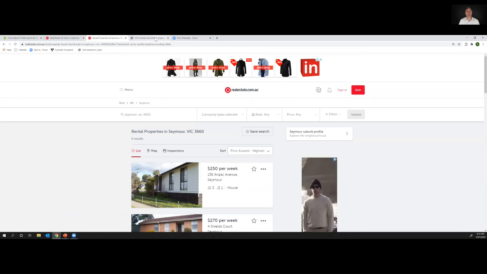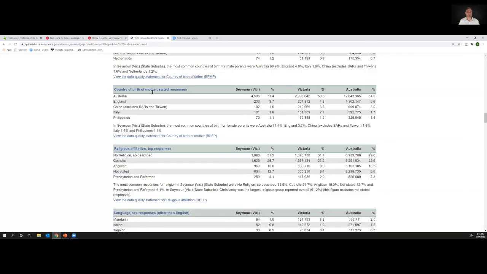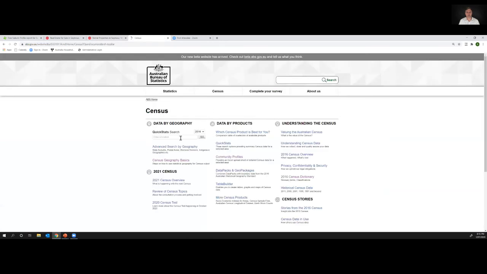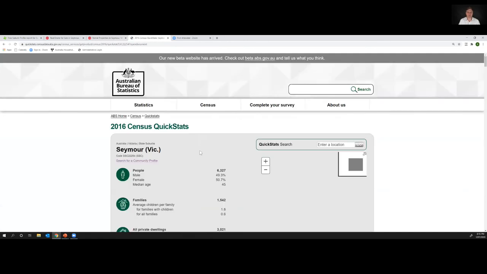Well, then if you go into census data, so click on census. Census comes up, you type in Seymour, Seymour, not N, M-O-U-R. Seymour, Victoria, SSC, representing suburb, search. You'll see the statistics for Seymour come up.